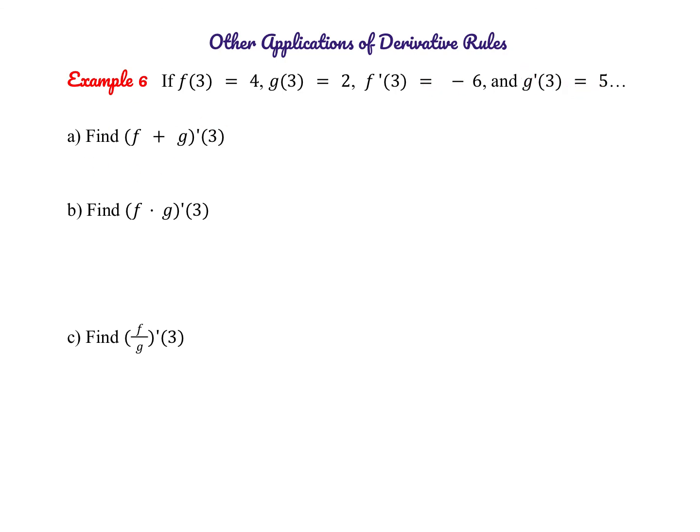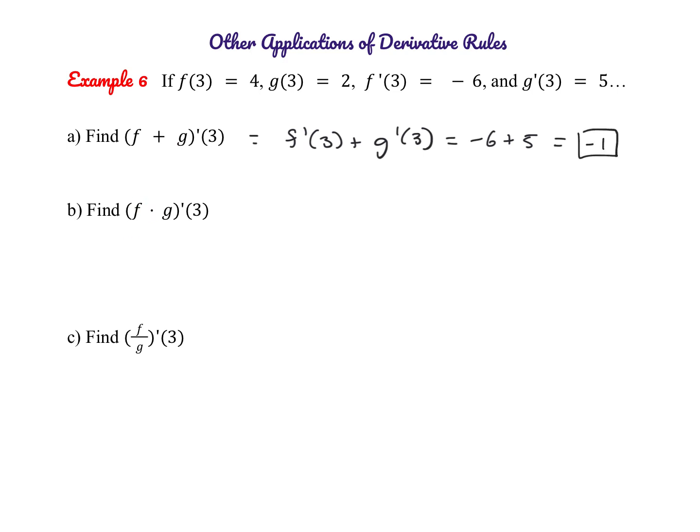So first we want to find f plus g prime of 3. So we know using our derivative rules from previous lesson that we can find the derivative of a sum by finding the sum of the individual derivatives. So this is simply just going to be f prime of 3 plus g prime of 3. So that's one of our derivative rules, and those are two things that we are given. We know that f prime of 3 is negative 6, g prime of 3 is 5, so we know that the derivative of this sum would just equal negative 1.